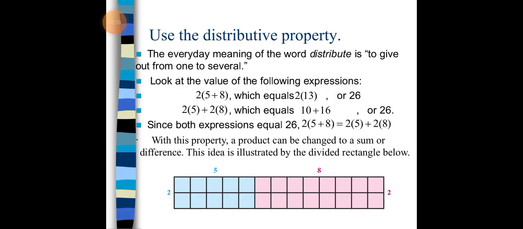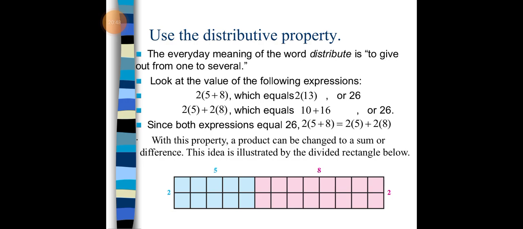Now look at the value of the following expressions: 2(5 + 8), which equals 2 multiplied by 13, or 26. It's the same as 2(5) + 2(8), which equals 10 plus 16, or 26. Since both expressions equal 26, 2(5 + 8) is equal to 2(5) + 2(8). With this property, a product can be changed to a sum or difference.